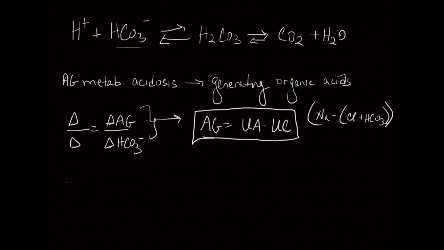So say you have an organic acid, and that breaks down to A minus plus H plus. Now these protons are going to be quenched by the bicarbonate, so they will not be in the unmeasured cation group. But these anions are going to be in the unmeasured anion group. And for every 1 anion that you get, you have a drop in bicarbonate. It's a 1-to-1 ratio. For every 1 A minus that you generate, you're going to have a proportional drop in your bicarbonate. That's how the delta-delta works.